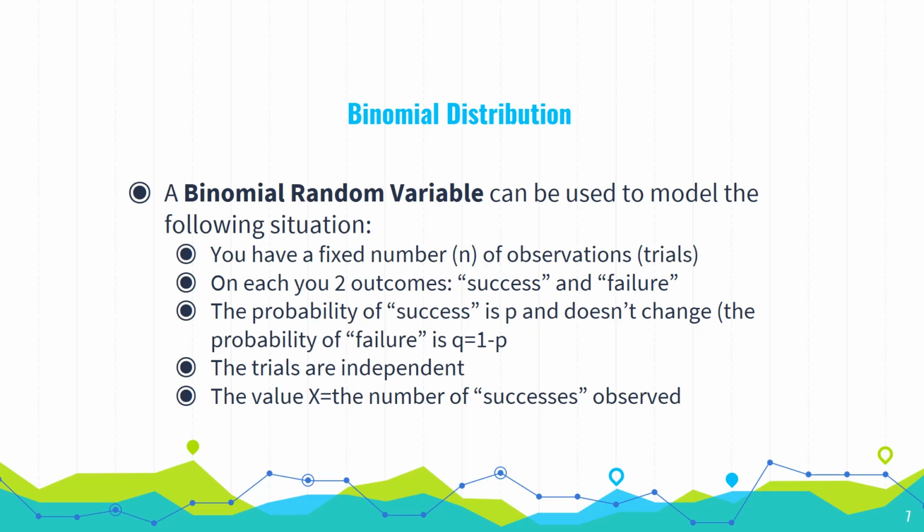Okay, now the trials are independent, which means whether or not one outcome is a success has no bearing on the likelihood that any of the others will be a success. So there's no memory in the process. Each outcome is completely independent and unrelated to the outcomes of the other ones. And so finally, the random variable x is the number of successes observed after n trials. That is a binomial random variable.